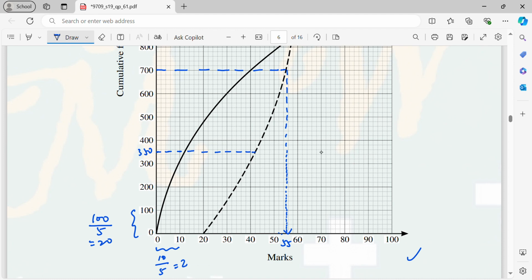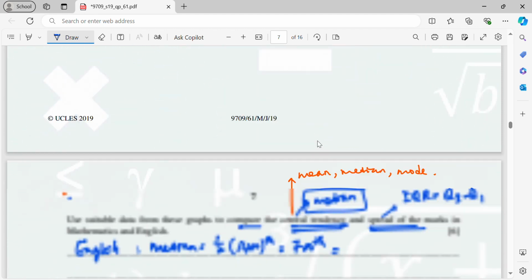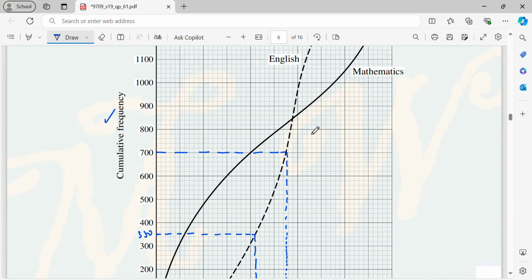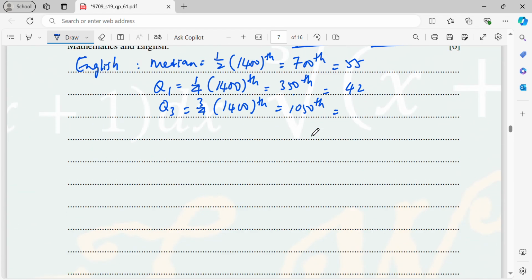So when it is in the middle, that means you will be getting this value. So this is going to be 42. So here I will get 42. And so the same concept goes to the Q3. That is 3/4. So 3/4 it will be 1505. That is the position of the data. So sorry, not 1505, 1050.